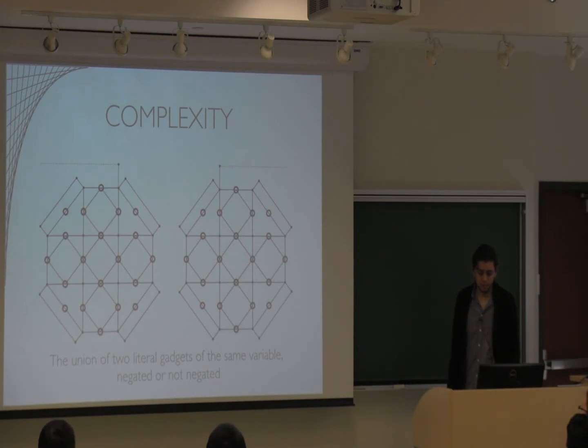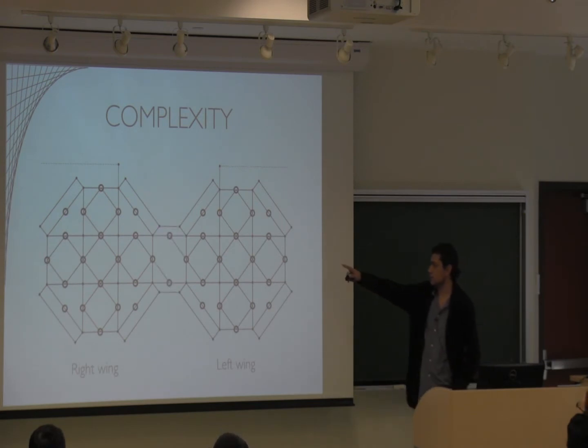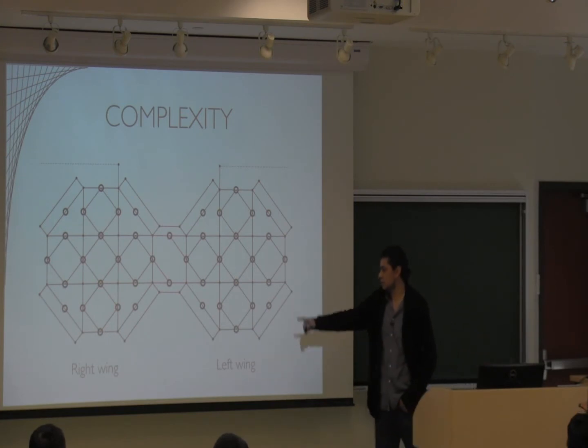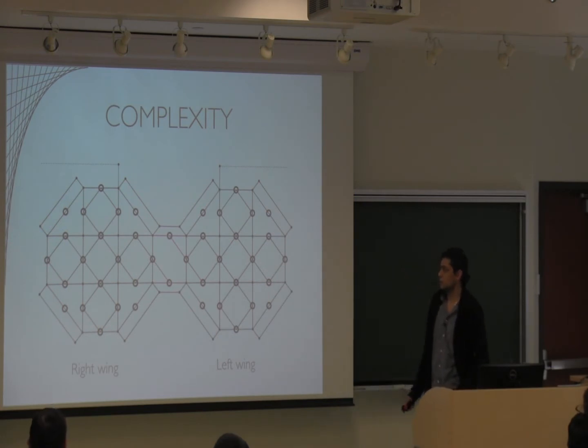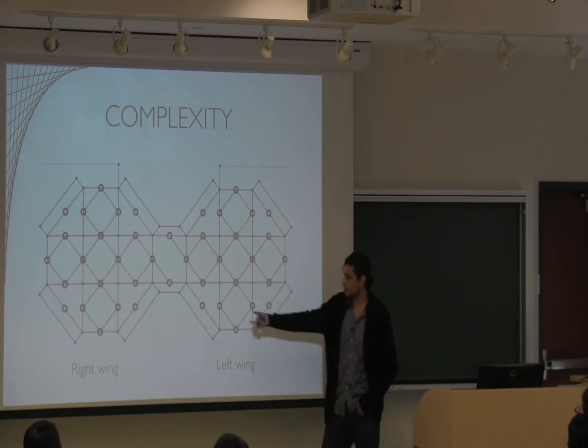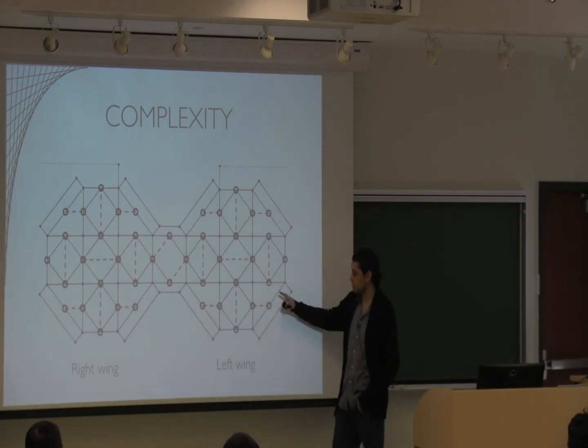We have to join these literals in this manner. The union of 2 literal gadgets of the same variable, negated or not negated, will join with these extra edges and vertex. This is a right wing of a literal and left wing of another butterfly. And the union forces that if the augmentation of the literal on the left is a positive augmentation, the augmentation of the literal on the right must be positive. And it is the same if the augmentation is negative, this is negative.